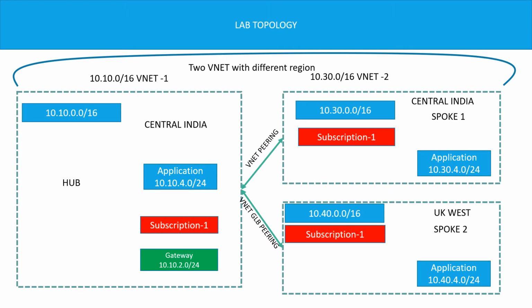To do this exercise, we are going to use the topology, which you can see on my screen. This is VNet 1, which is my hub location. VNet 2 is going to be the spoke 1, which is located in Central India. VNet 3 is spoke 2, which is UK West. I'm going to use already provisioned resources. These are the VNet peerings and the gateway, which we have already done in my previous exercise.